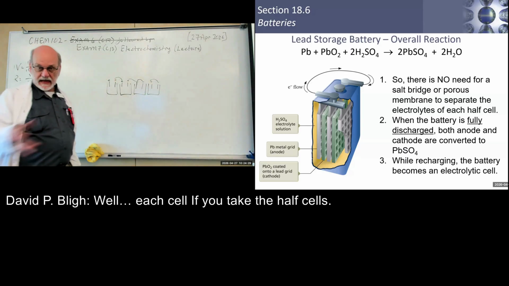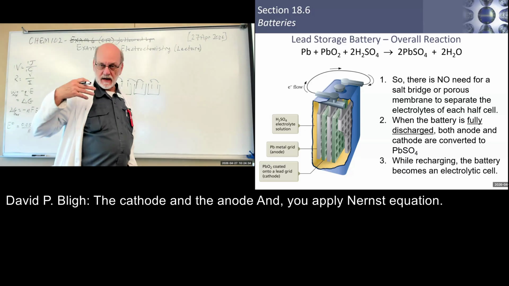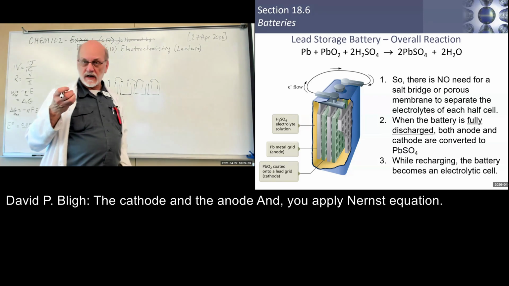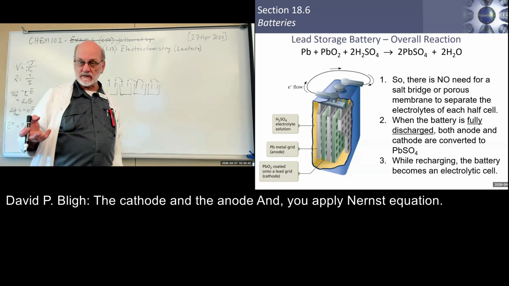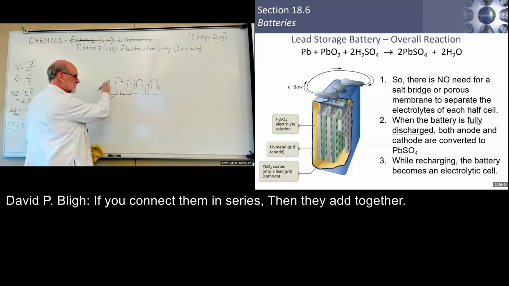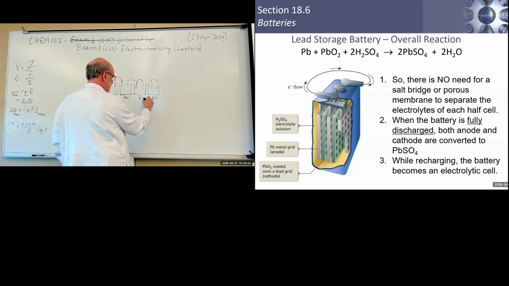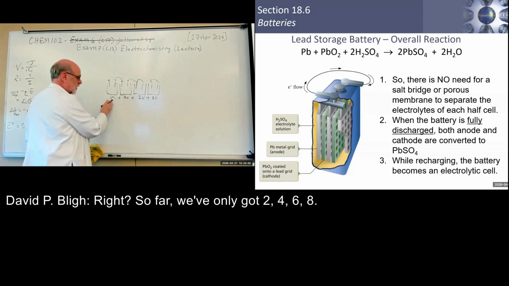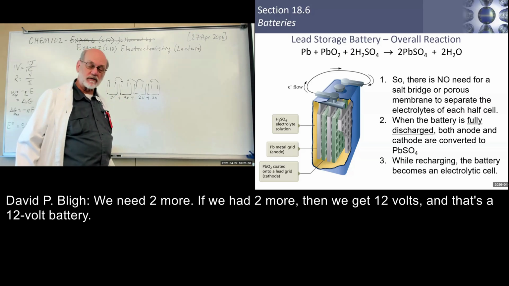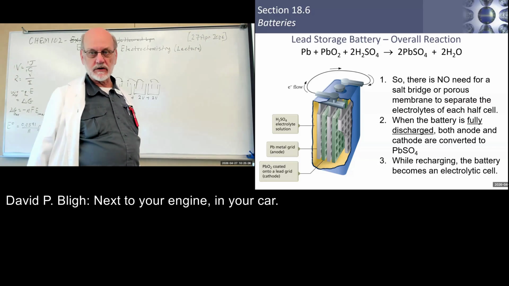Well, if you take the half cells of the cathode and the anode, and you apply the Nernst equation, then you get 2 volts for each cell. If you connect them in series, then they add together. Right? So far, we've only got 2, 4, 6, 8. We need 2 more. If we had 2 more, then we get 12 volts. And that's a 12-volt battery next to your engine in your car.